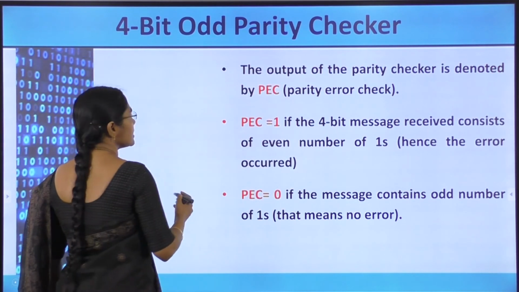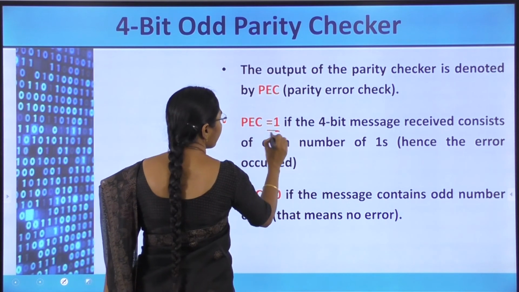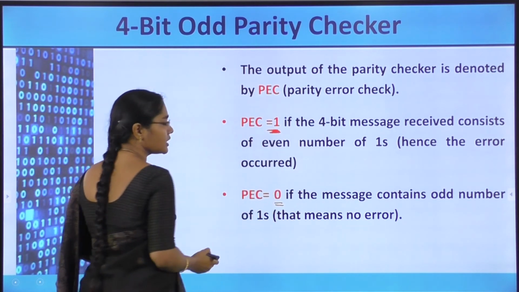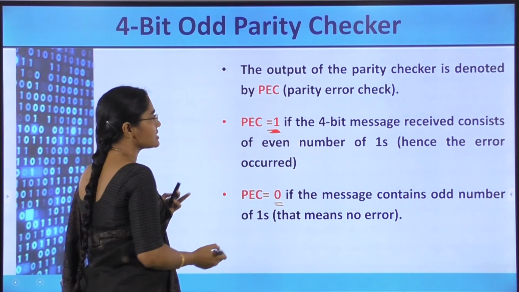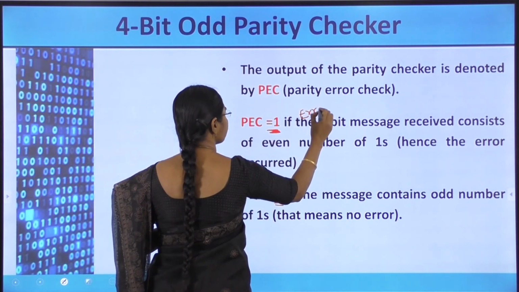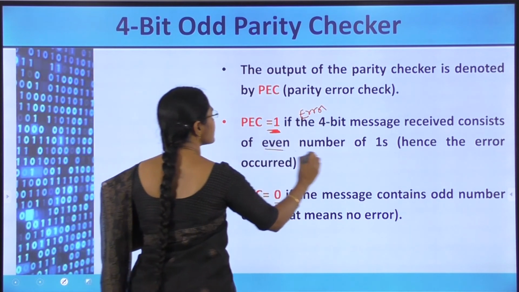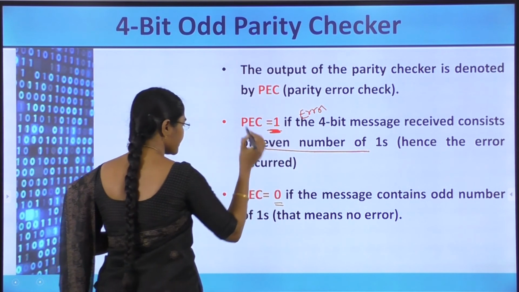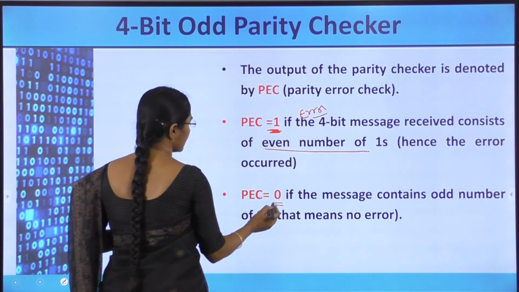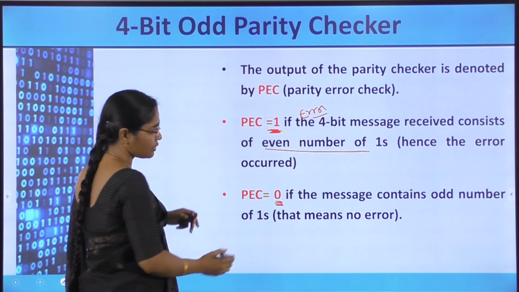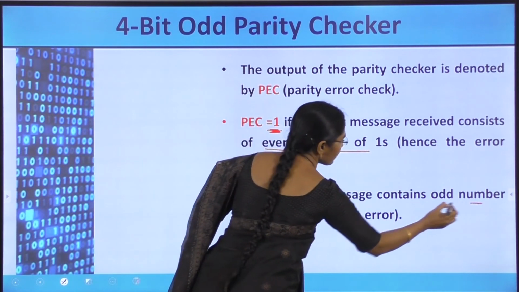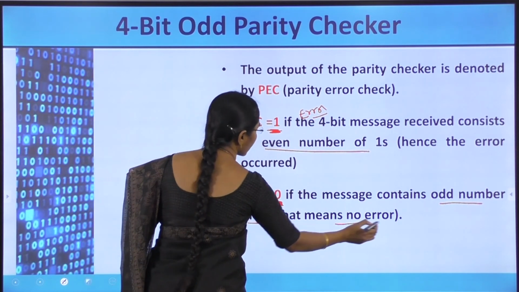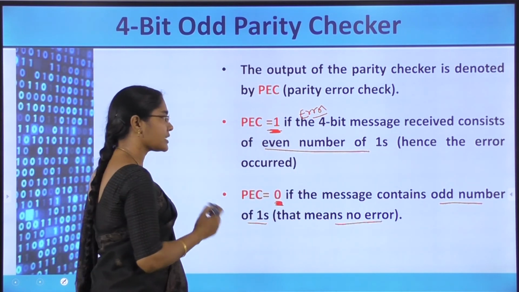Output bit is equal to 1 if even parity is received, that is the error case. If even parity is received, an even number of ones in the received message, then the error output is equal to 1, that is the error case. And if an odd number of ones is received, then it will generate 0, that is the no error case. Okay, let's start its design.